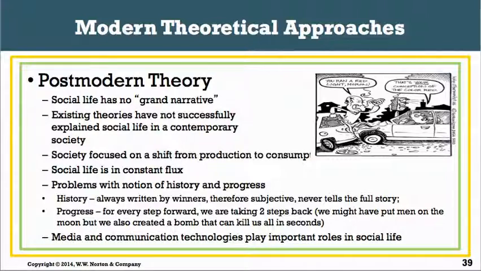They also have problems with this notion of history and progress. History, they argue, is one-sided. It is always written by the winners, and therefore it's subjective, and therefore it never tells the full story. Because if we are to study the society as a whole, shouldn't we hear what the loser side, so to say, has to go through? Progress is also a problematic notion for postmodern theorists, because they argue that for every step forward, we are taking two steps back. So we might have put men on the moon, but we also created a bomb that can kill us all in seconds.